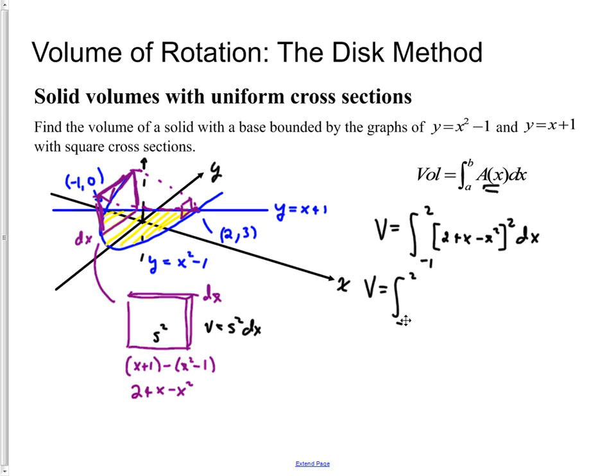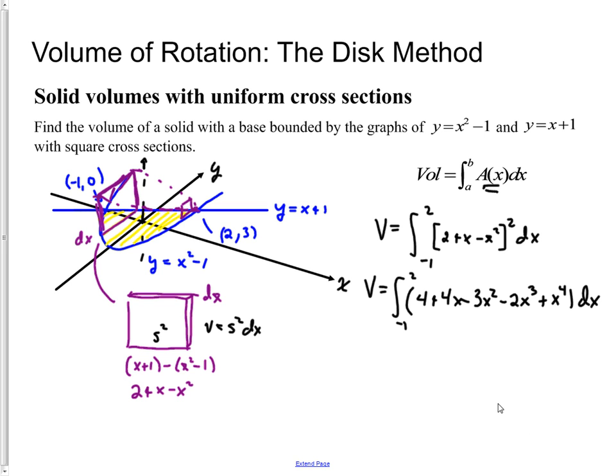So I'm going to go from negative 1 to 2 with this function: 4 plus 4x minus 3x squared minus 2x cubed plus x to the fourth, dx. And you can see the difficulty here is deciding on the sides of the shape we're using as a cross section. But once we get it set up, it's just a little bit long, although it's not a horrible expression to deal with.